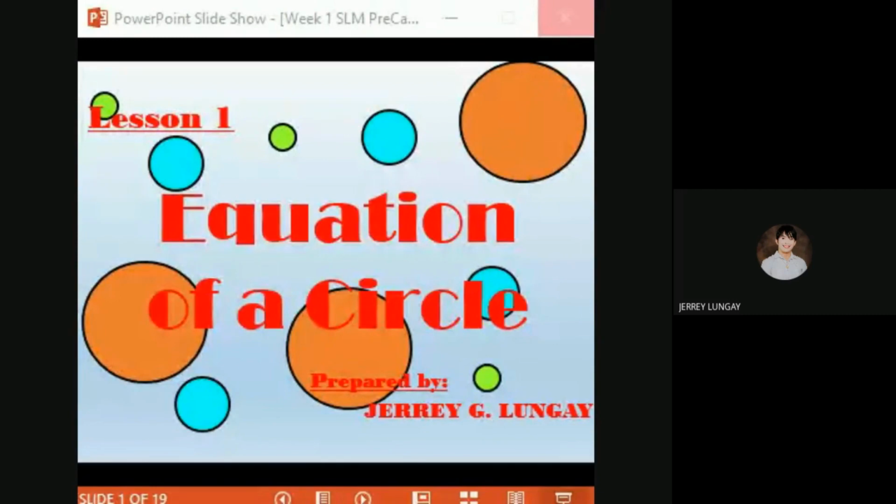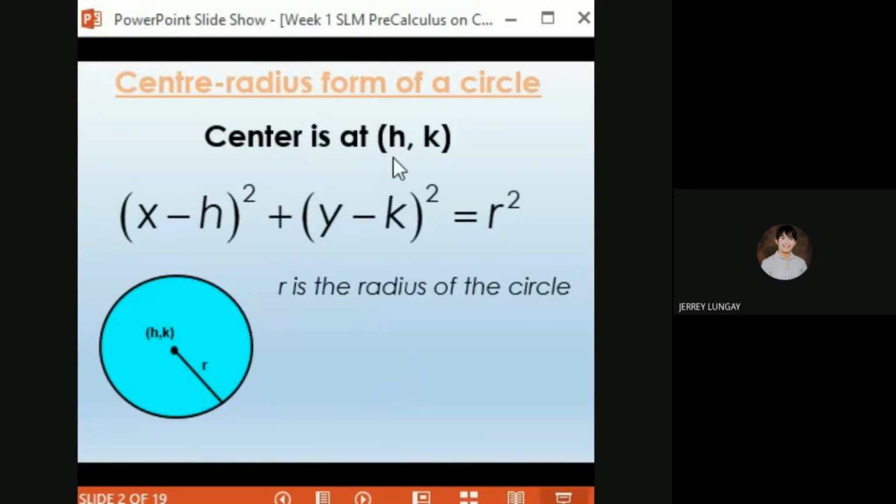So, let's proceed. This is the center radius form of a circle. Center is at (h, k). So take note that this is now the standard form equation of a circle. The standard form equation of a circle states that the quantity of x minus h squared plus the quantity of y minus k squared is just equal to r squared. Take note again that the quantity of x minus h squared plus the quantity of y minus k squared is just equal to r squared. This is now the illustration of the standard form equation of a circle.